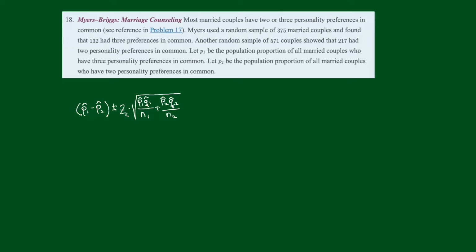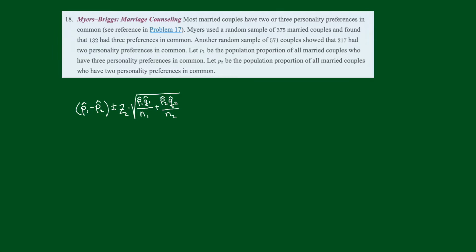Let's see what we've got here. Myers and Briggs dealing with marriage counseling. Most married couples have 2 or 3 personality preferences in common. Myers used a random sample of 375 married couples and found that 132 of them had 3 preferences in common. Then another random sample of 571 couples showed that 217 had 2 personality preferences in common. What we want to do is find a 90% confidence interval for the actual difference between the two proportions.